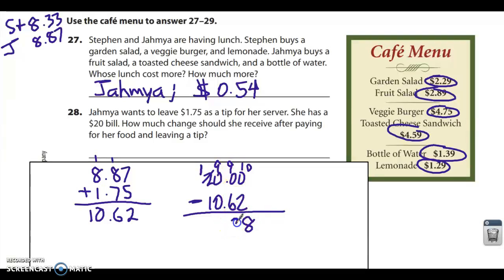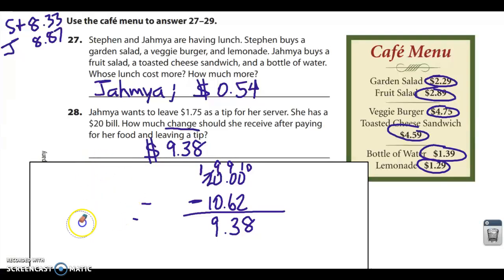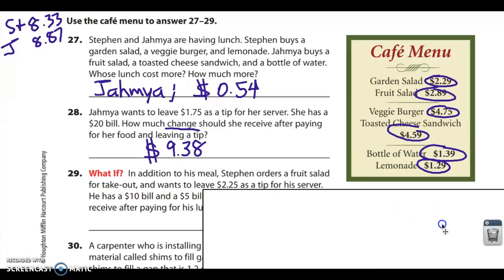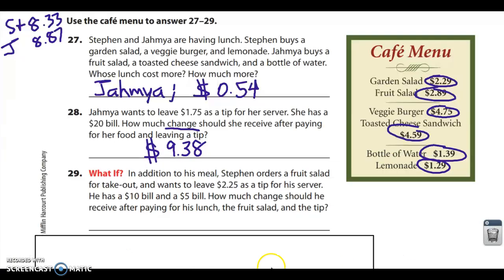9 minus 6 is 3. And 9, let's see here, we've got 19 minus 10 is 9. 938 left. How much change should she receive after paying for food and leaving a tip? $9.83. I'm sorry, I'm saying that backwards. $9.38. That's how much she has left. And kind of lost our whiteboard here, but that's okay.